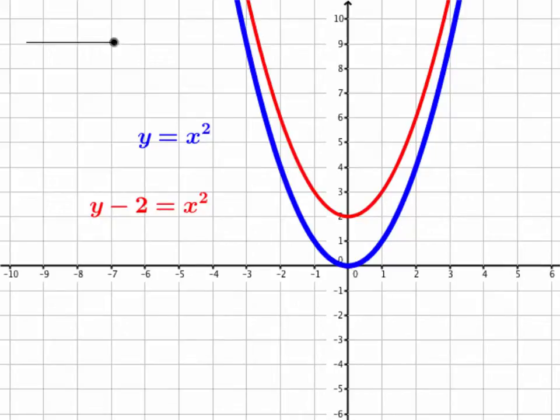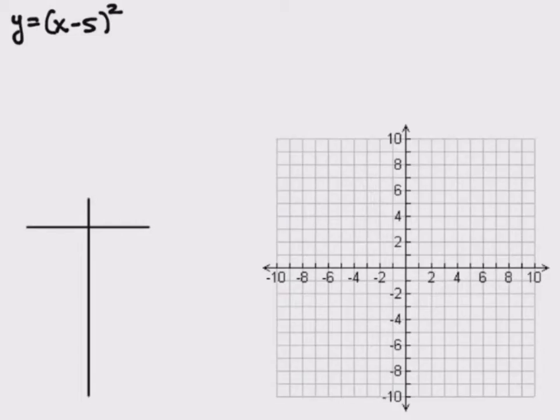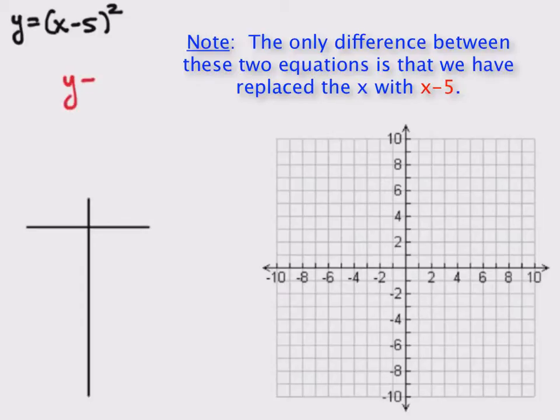And just as we suspected, replacing the y with a y minus 2 had the effect of moving our graph up 2 units. Alright, let's try another one. Now let's graph all the ordered pairs for y equals the quantity x minus 5 squared. Now, of course, the only difference between this and our baseline y equals x squared is that we replaced the x with an x minus 5.